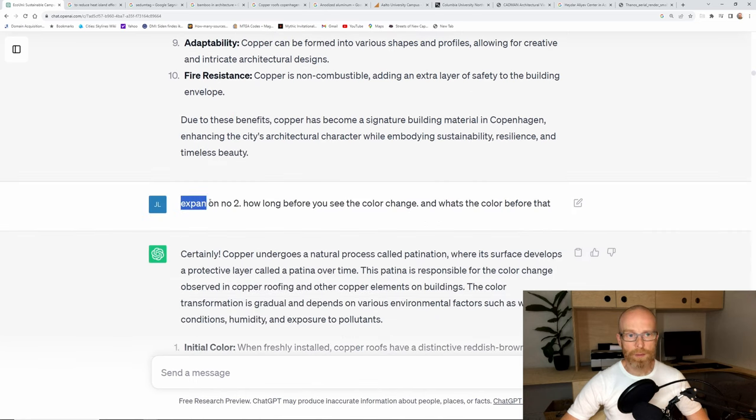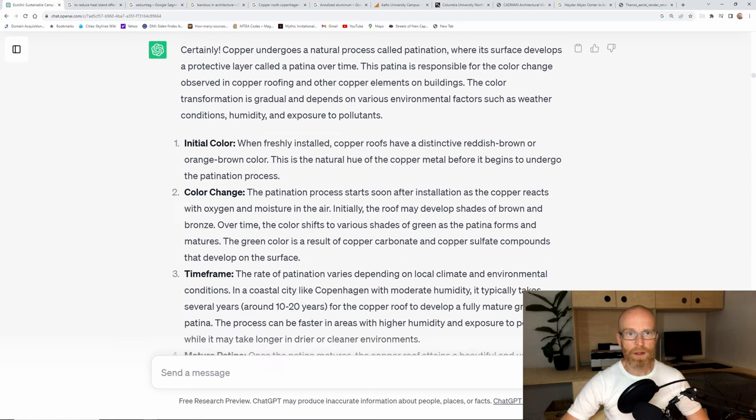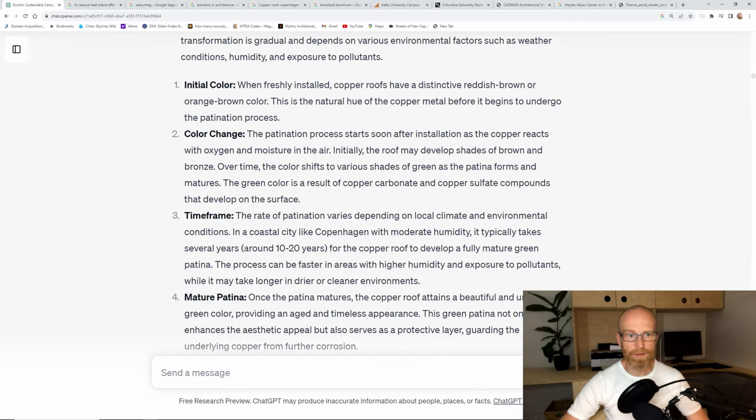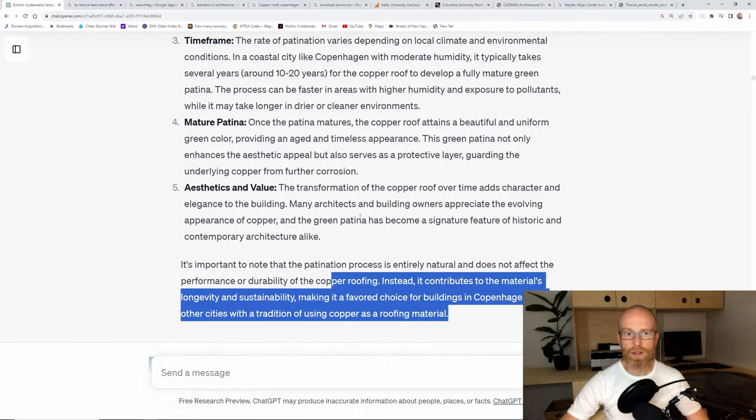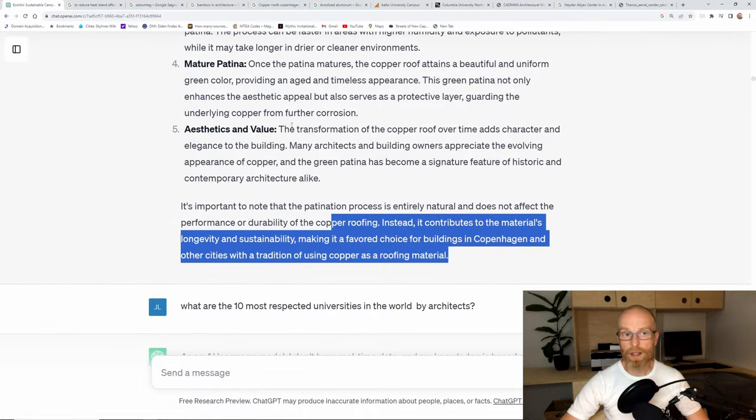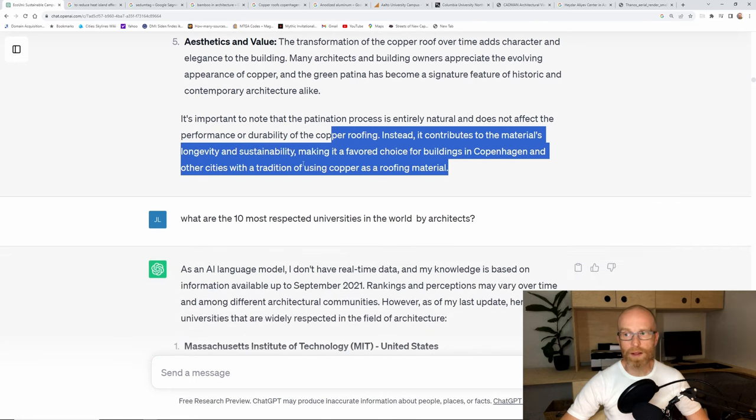So I just wrote expander number 2. How long before I see the color change? Certainly, copper undergoes a natural process called patination. The color change happens typically after around 10 to 20 years in a coastal city like Copenhagen with moderate humidity. So this concluded this. I was very happy with the initial question I had for ChatGPT regarding sustainability and materials, and have a very clear idea about what I want now.